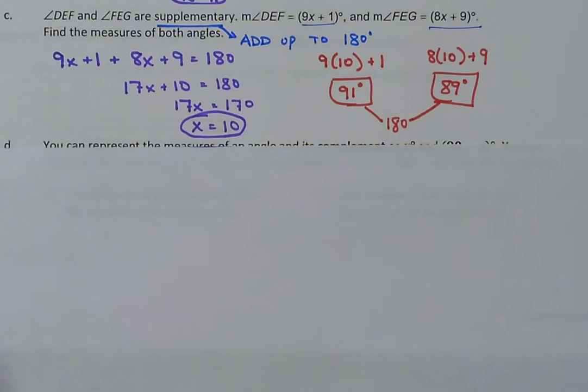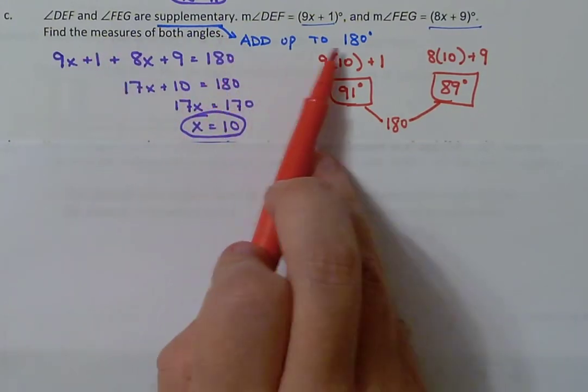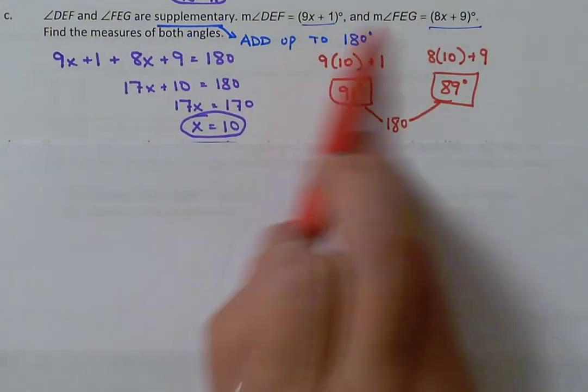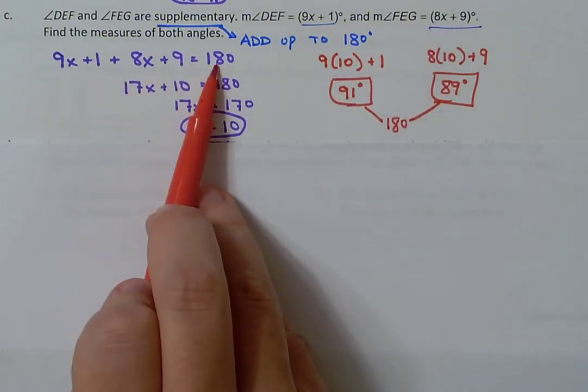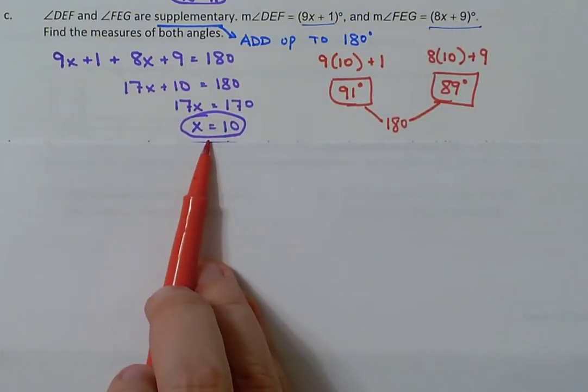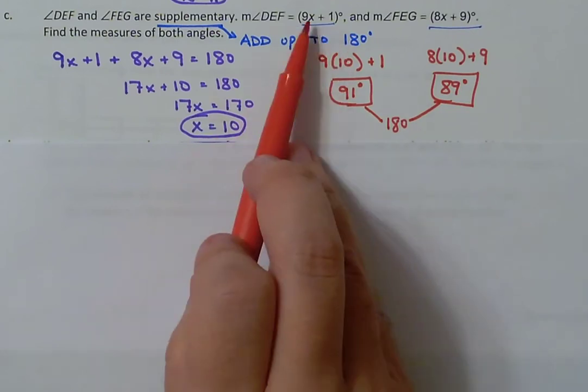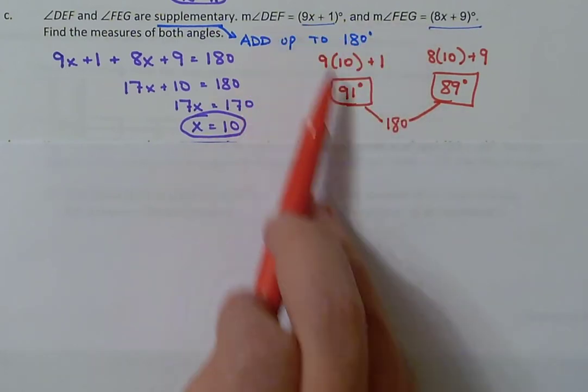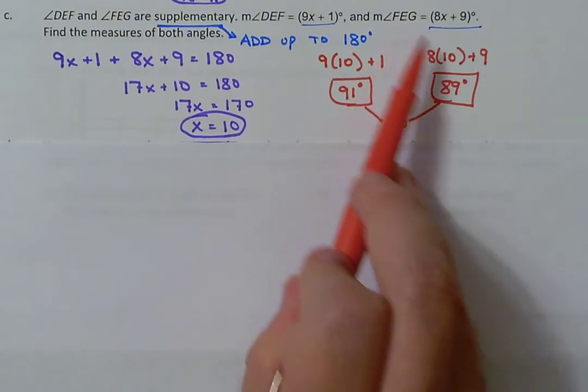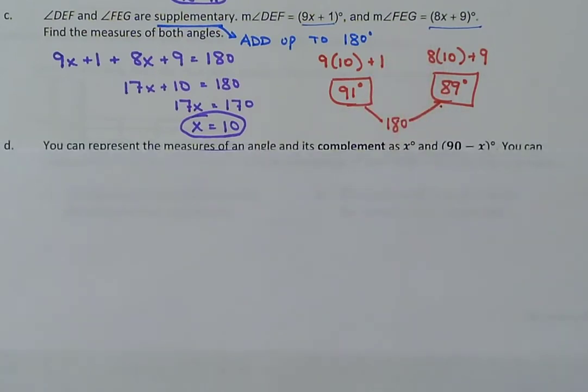So, based off the problem, knowing that these are supplementary, they add up to be 180. So I take these two expressions, add them together, set equal to 180. We got x to be 10. I then took that value for 10 and plugged it in for x. So I know that DEF is 91 and FEG is 89. And that is our work for example 2C. So remember, vertical angles are equal to each other, complementary is 90, and supplementary is 180.